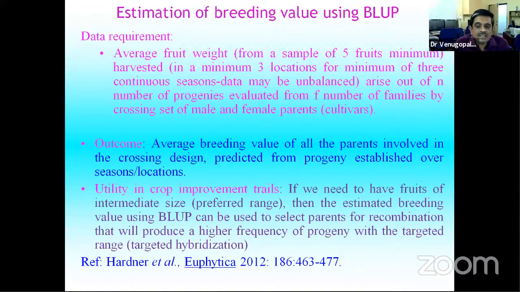Yes, to get preferred fruits of this range, if I make use of this particular parent as a pollen parent based on the information generated by BLUP, I can get the same information inherited in the next progenies. This BLUP methodology is very famous in animal breeding, but it is yet to be taken up in agricultural crops breeding, the estimation of breeding potential of every parent that breeders are evaluating. There is one classical paper in Euphytica done in Australian conditions.